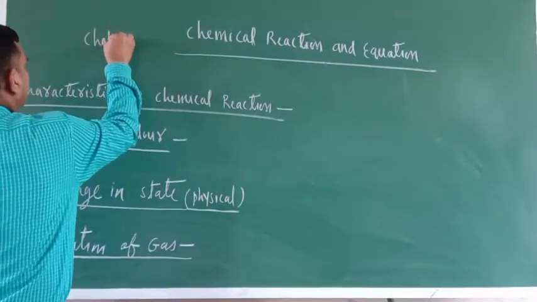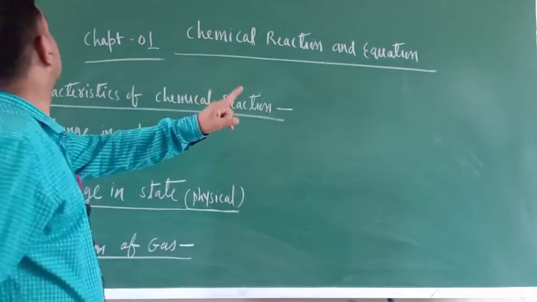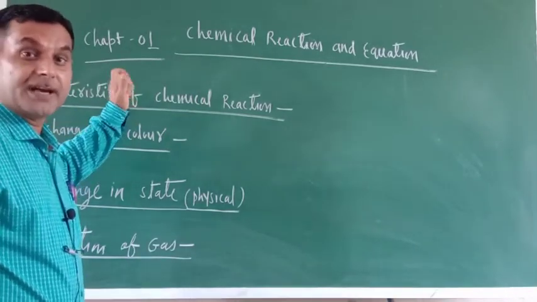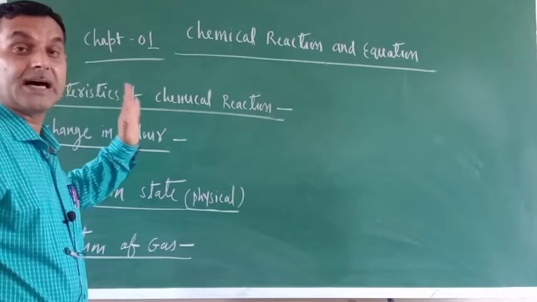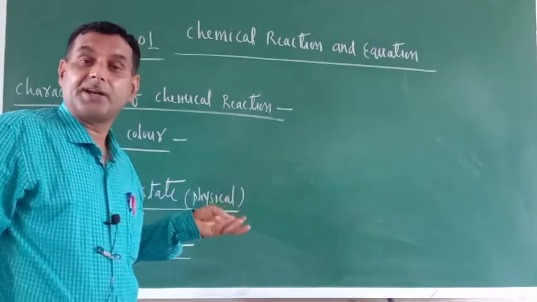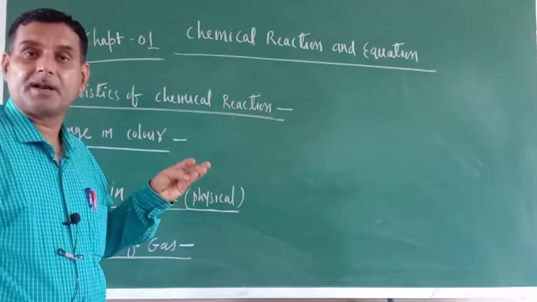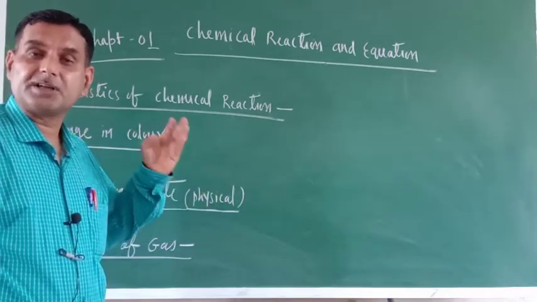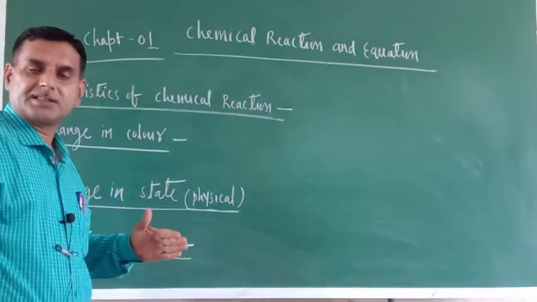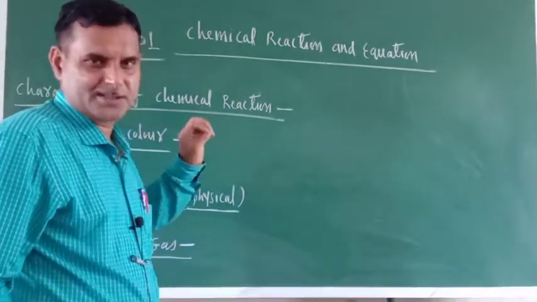Chapter number 1. What is the name of the first chapter? The name of the first chapter is Chemical Reactions and Equations. I taught you chemical change, chemical reactions, and some examples of chemical reactions, like the reaction between lead nitrate and potassium iodide. Am I correct? The reaction between magnesium ribbon and oxygen. Third, the reaction between zinc and hydrogen sulfate or hydrogen chloride. These are the chemical reactions, and I have justified why they should be called chemical reactions.